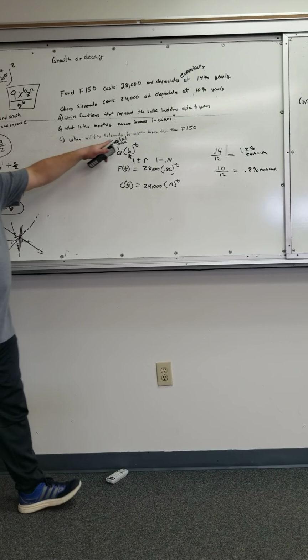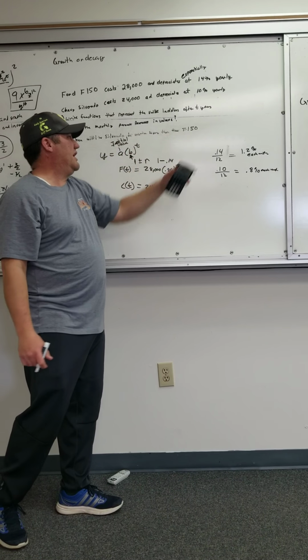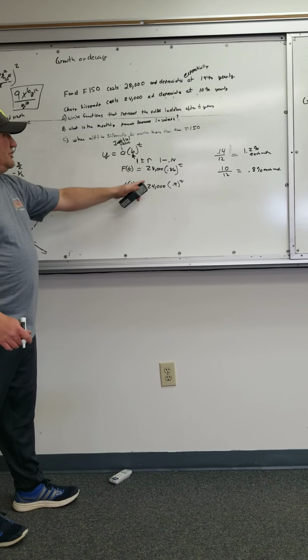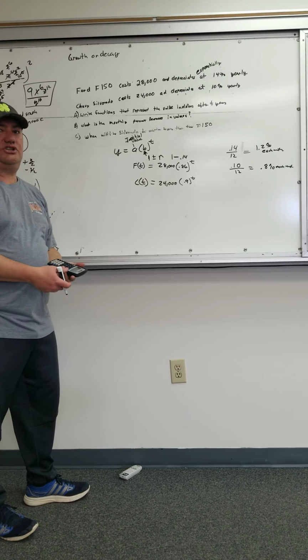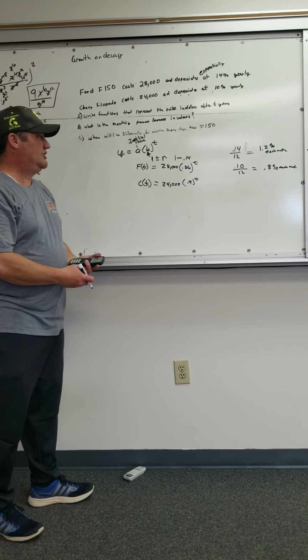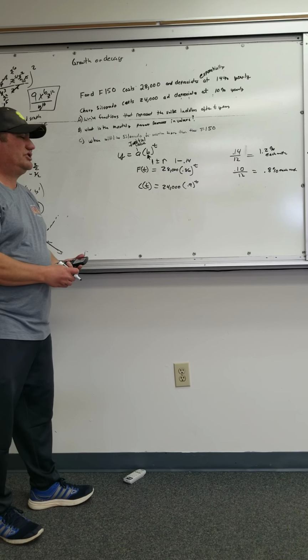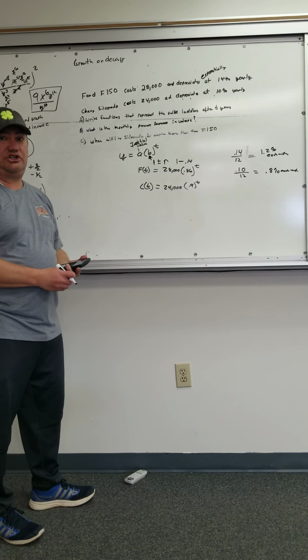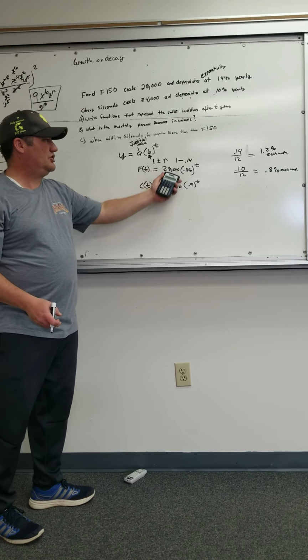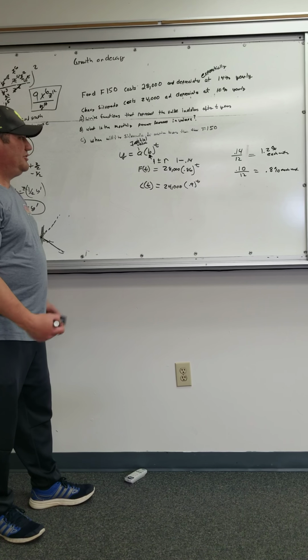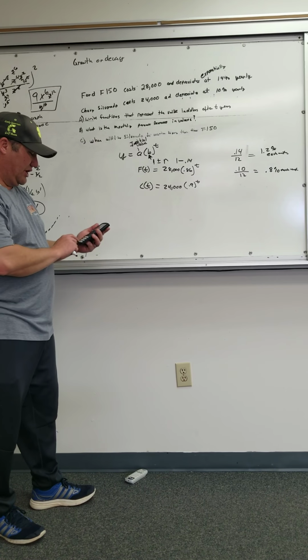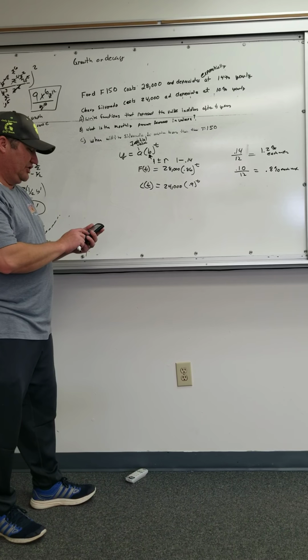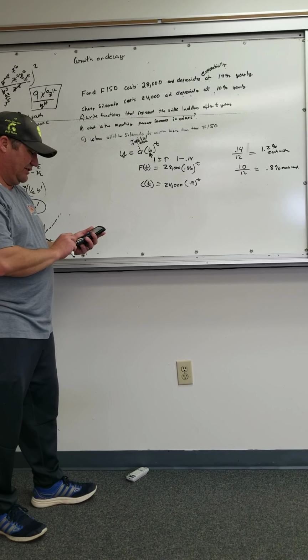Question C says, when will the Silverado be worth more than the F-150? So you could set these equations equal to each other and try to solve for t. You could simply graph them, which is what I would suggest, and find out where those two cross each other. You can also just start plugging in some values. So let's just guess 5 years, and let's see how close we are.